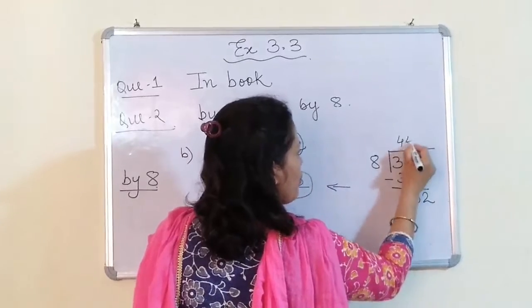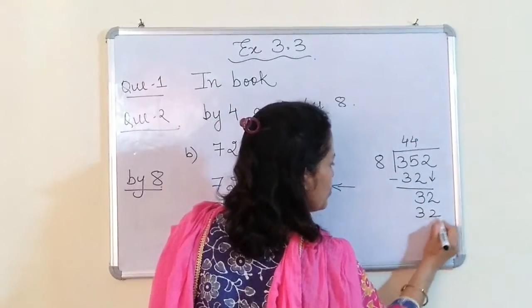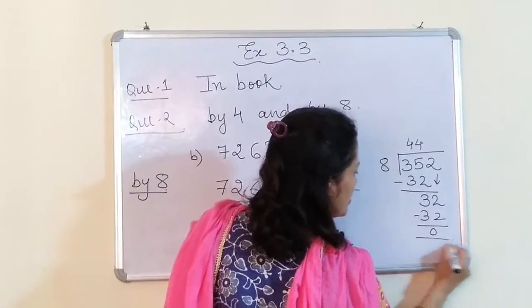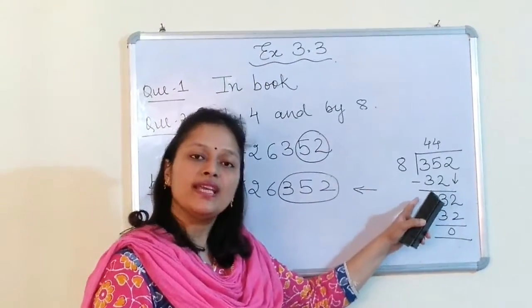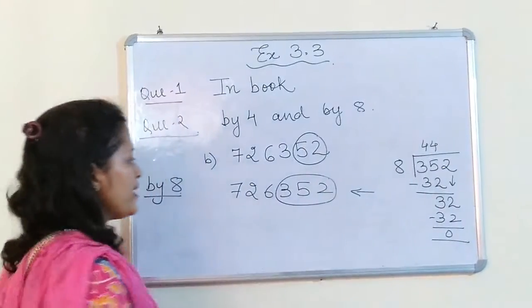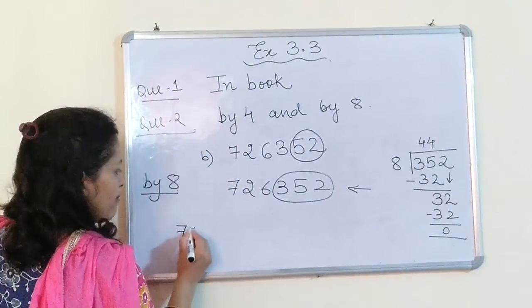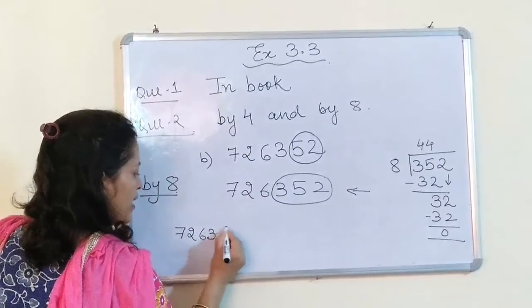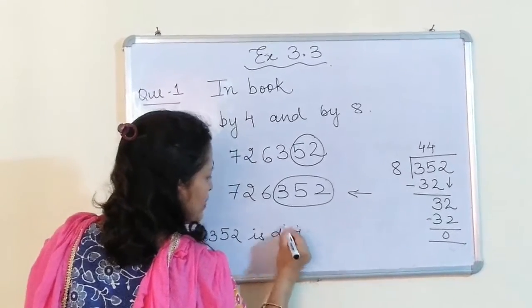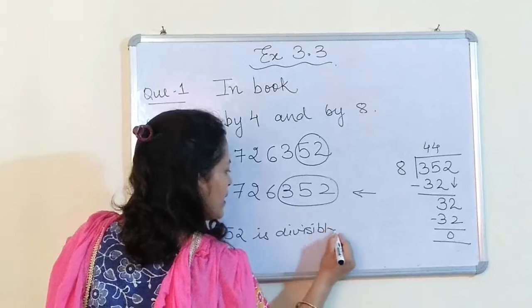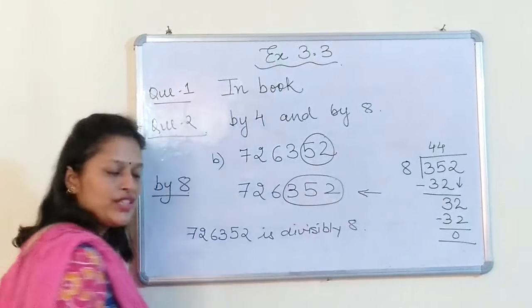32. 8 4 32. Remainder is 0. Now you can see 352 is divisible by 8. That's why 726352 is divisible by 8. Okay, children?